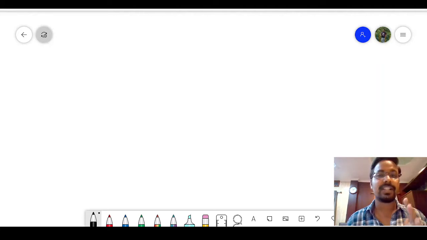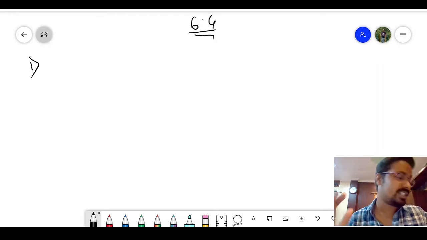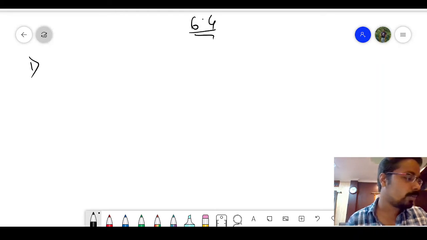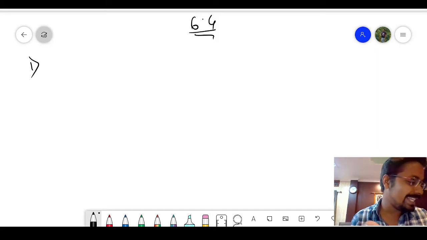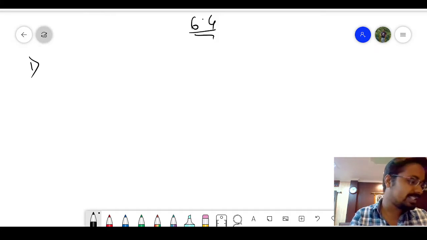So first of all, let us start off with question number 1 of exercise 6.4. So this is 6.4, question number 1. What is the question? If you have your book by your side, take it out because it will be helpful for you. So let triangle ABC be similar to triangle DEF and their areas be respectively 64 centimeter square and 121 centimeter square. We have two triangles ABC and DEF.